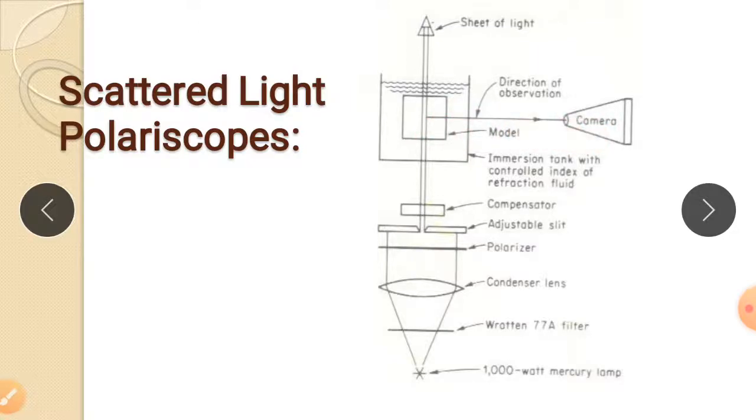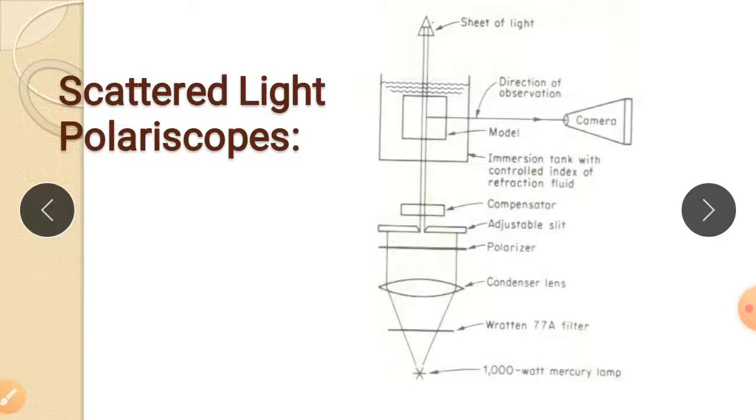Okay, so one advantage of this type of scattered light polariscope is that you can measure the stress at any point in this model. If you want the stress at this point or at any other point, you can measure it by just changing the camera angle. By changing the camera position, you can see where the stress is. That is the advantage of this. So particularly for three-dimensional photoelasticity, the scattered light polariscope is used.